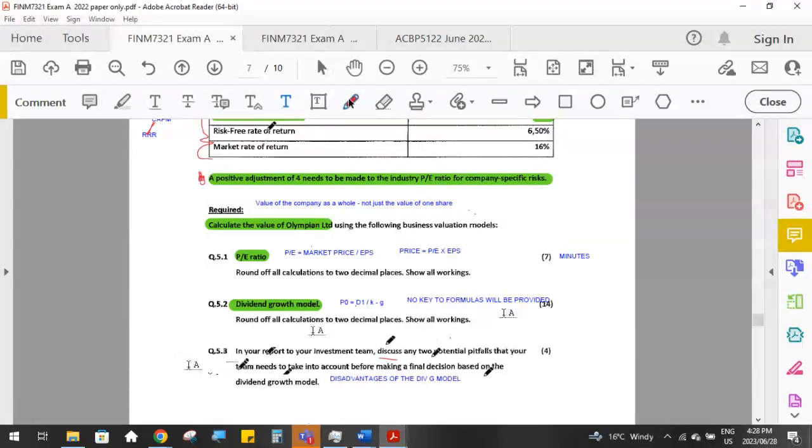Remember, you are third years. They're not going to give a right question that says, please name 2 disadvantages of the dividend growth model. They ask you that in first year. In third year, you will be asked in this way, discuss any 2 potential pitfalls that you need to take into account. So you must be able to interpret this as saying, yes, so that means what are some of the potential disadvantages to the model, and that would then obviously be a pitfall, a potential pitfall.